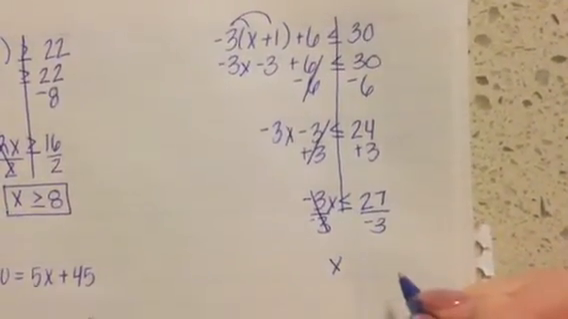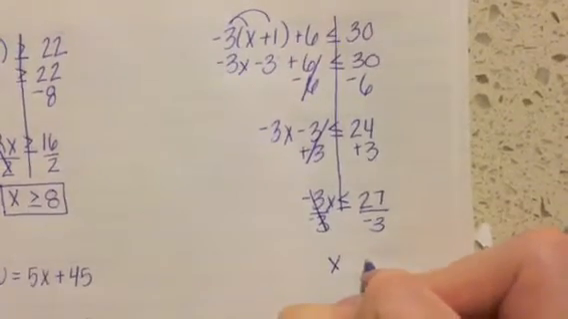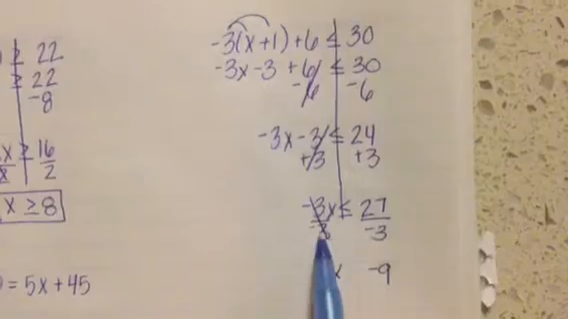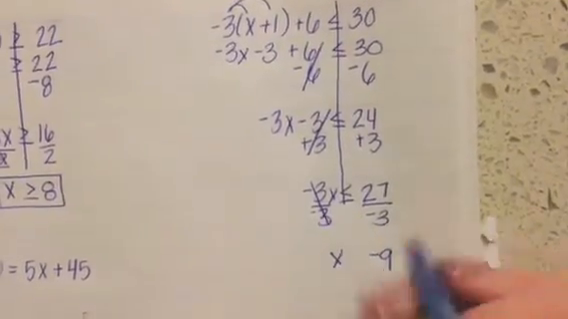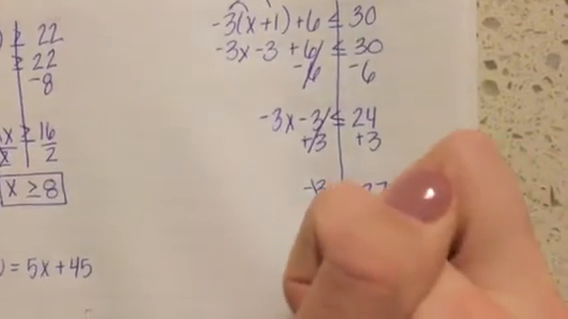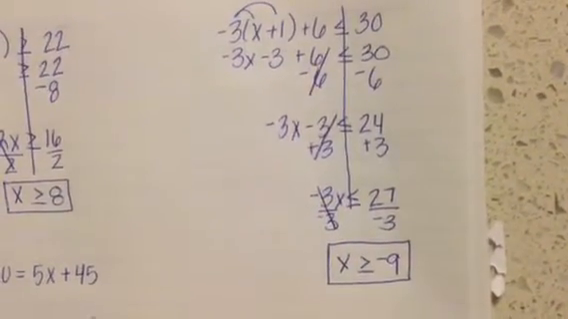I do 27 divided by negative 3, which gives me a negative 9. But remember, whenever I divide both sides by a negative, I need to flip my inequality sign. So my answer is x is greater than or equal to negative 9.